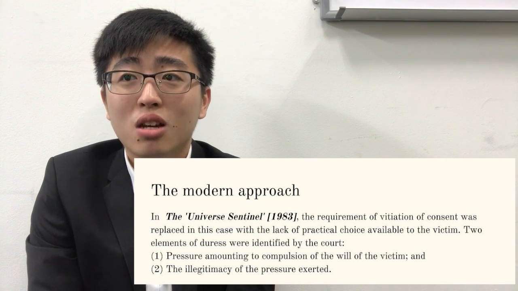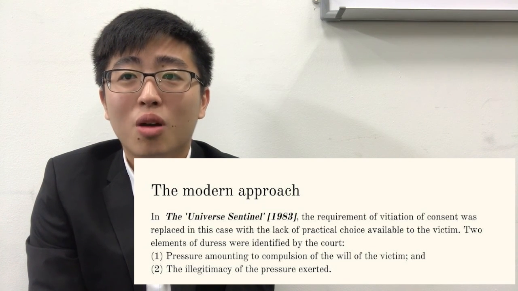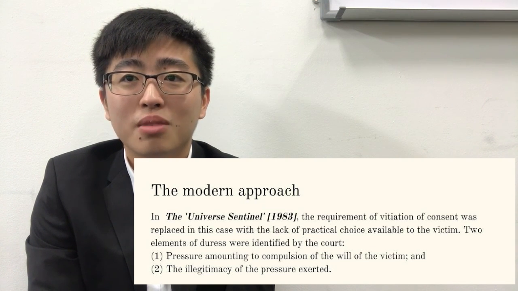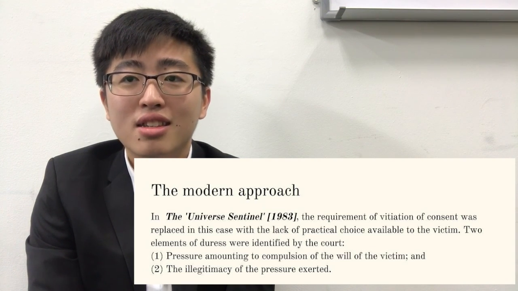Two elements of duress were identified by the court. The first element, pressure amounting to compulsion of the will of the victim, and the second element, the illegitimacy of the pressure exerted. Since then, the courts have begun to use the modern approach in determining duress.